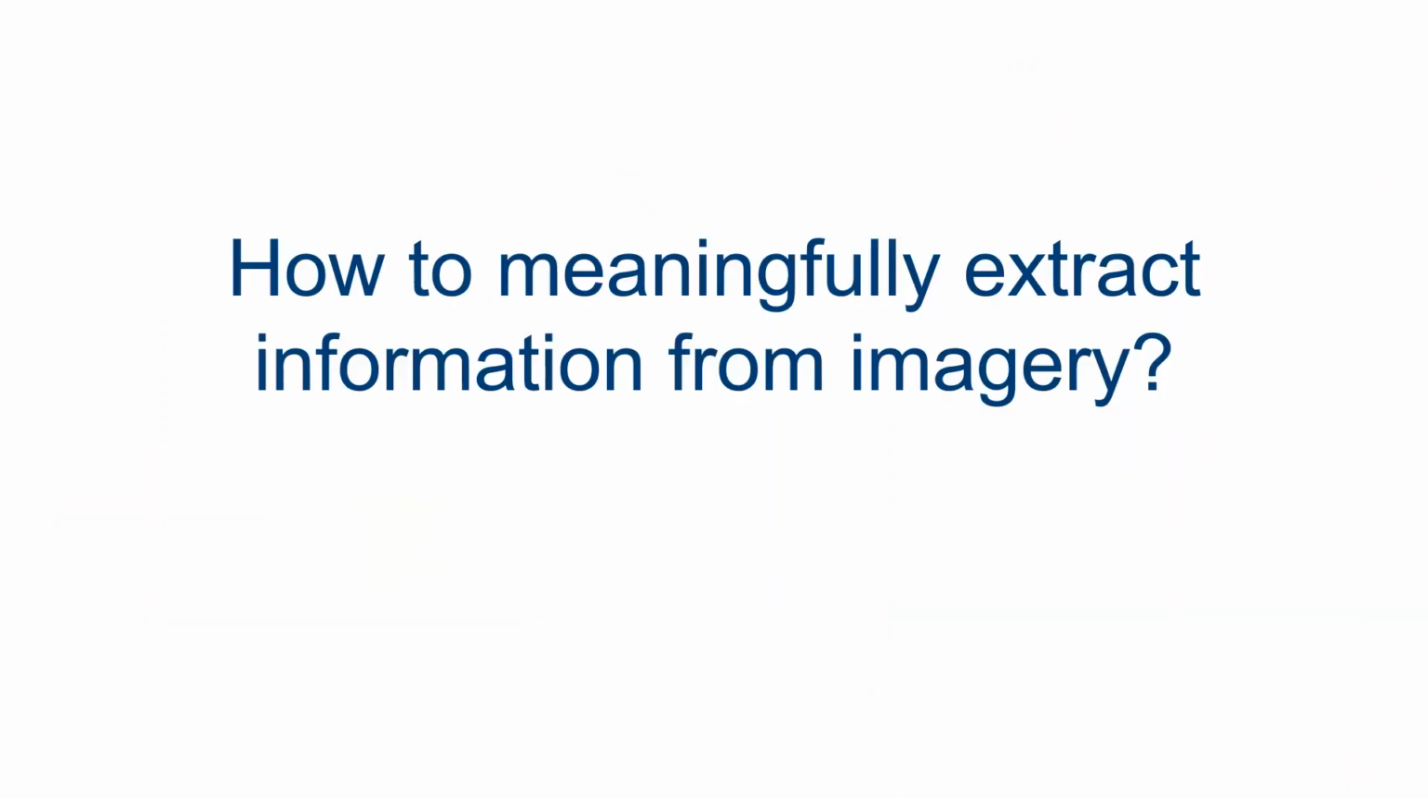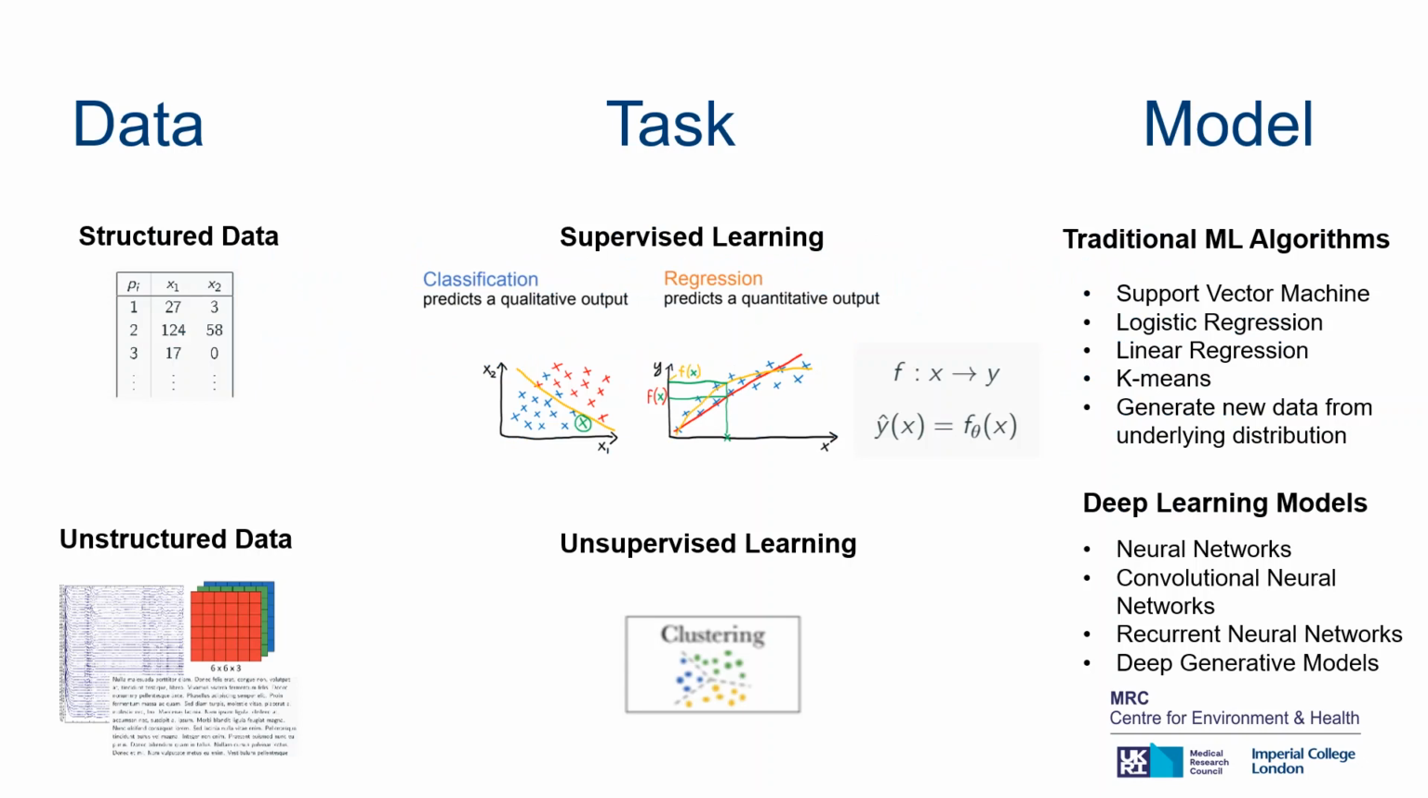So how do we meaningfully extract information from images? We first need to understand our different types of data. You probably are already well acquainted with structured data. This type of data is typically ordered in rows and columns. Unstructured data, on the other hand, is typically very high dimensional and cannot be ordered in rows and columns. This includes images, text, and audio, for example.